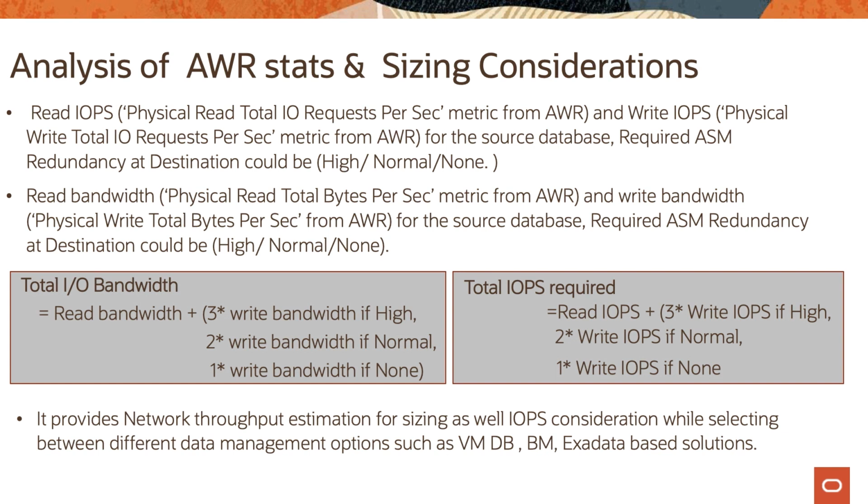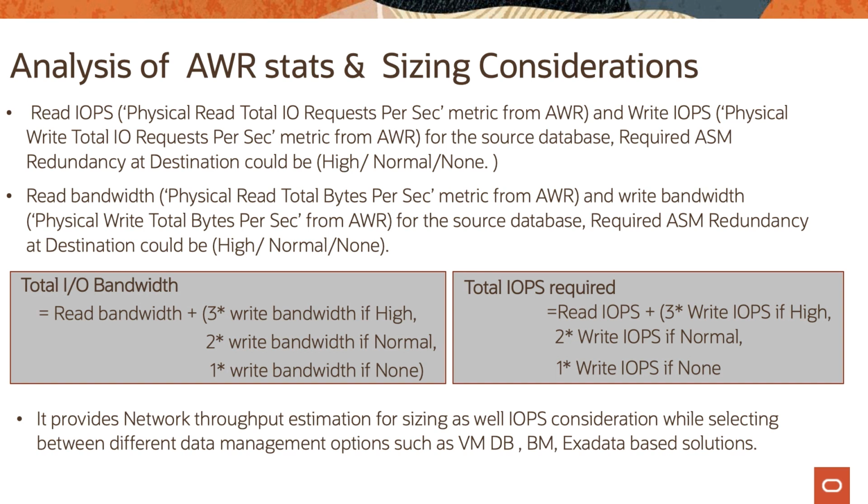Similarly, read bandwidth is the physical read total bytes per second metric from AWR, and write bandwidth is the physical write total bytes per second from AWR for the source database. The required ASM redundancy is also needed here, which could be high, normal, or none.